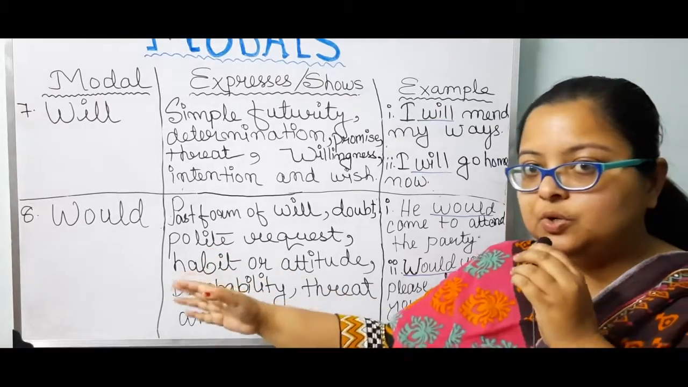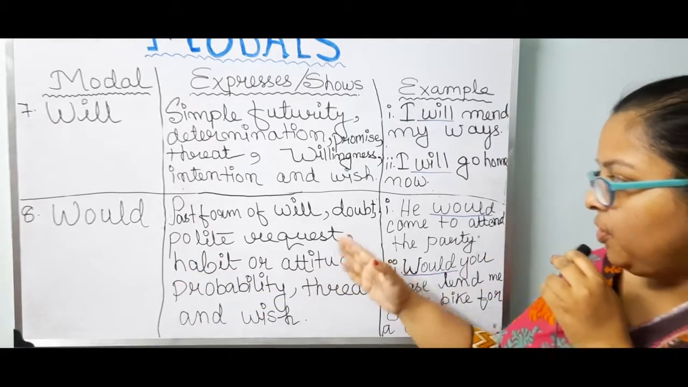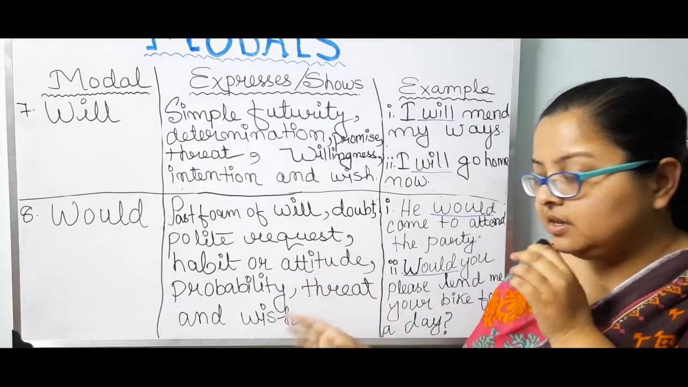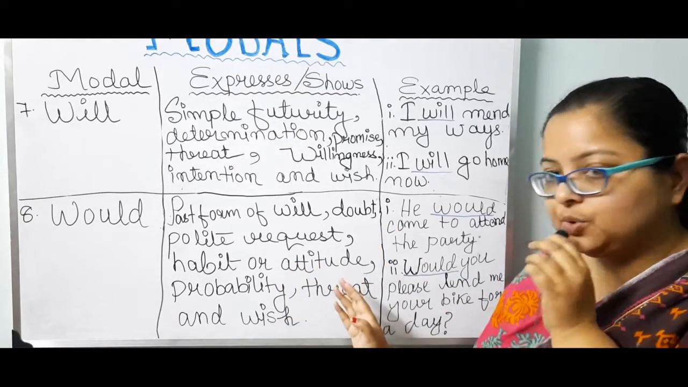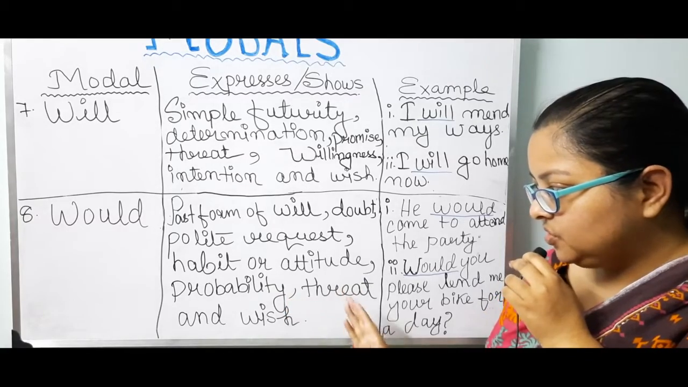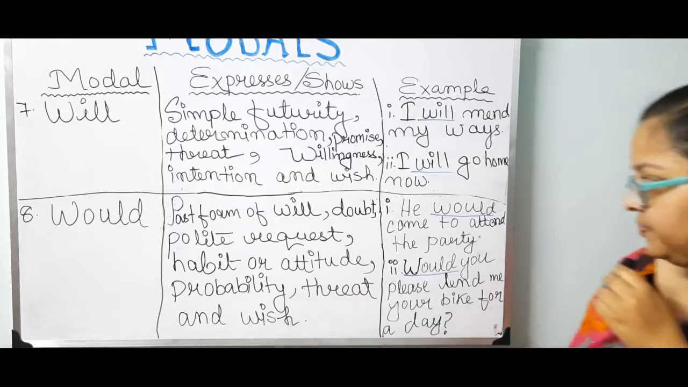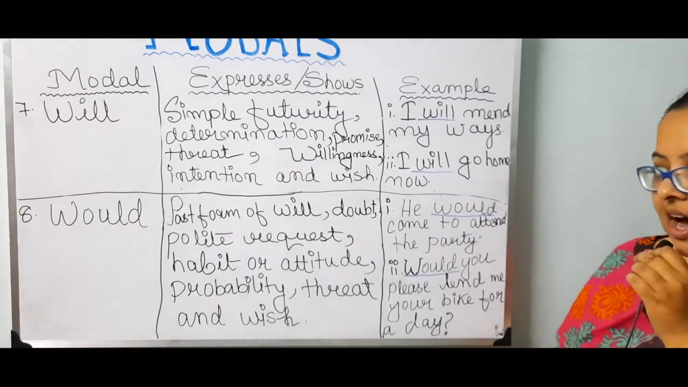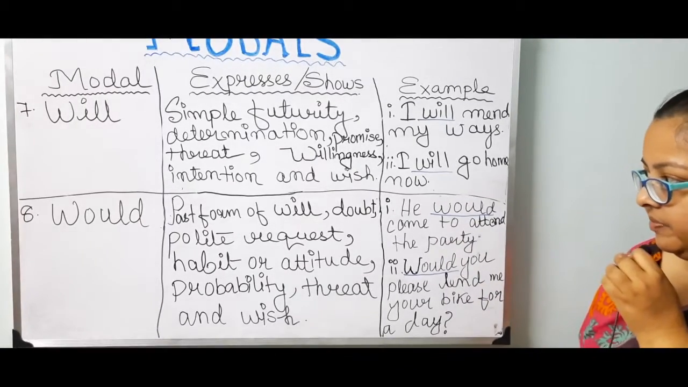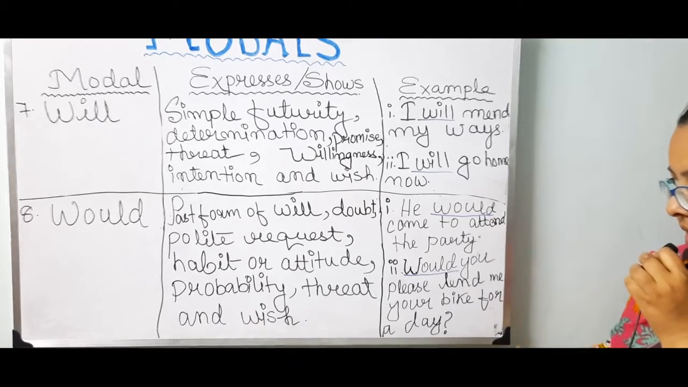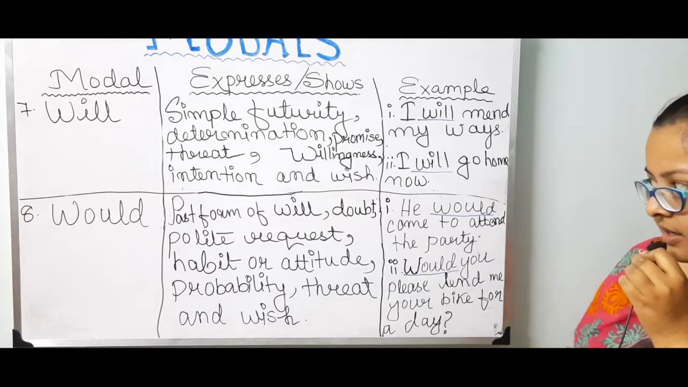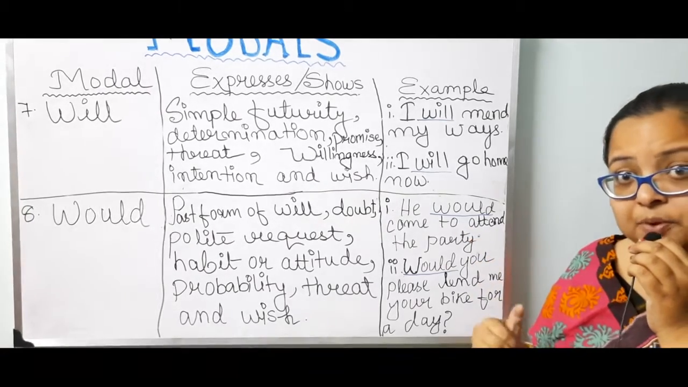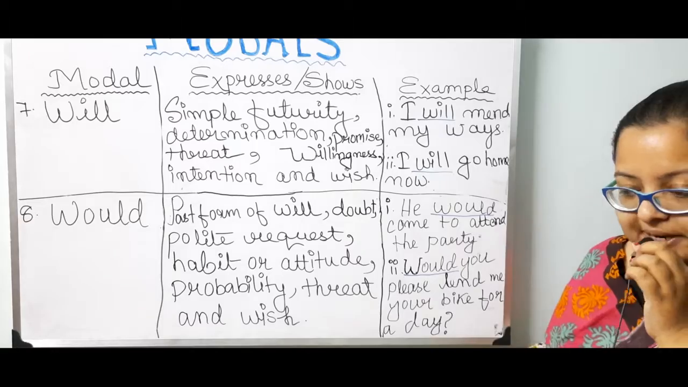Number 8, would, past form of will, doubt, polite request, habit or attitude, probability, threat, and wish. He would come to attend the party. So it's basically a probability that has been expressed over here. So he would come to attend the party. A probability has been expressed.